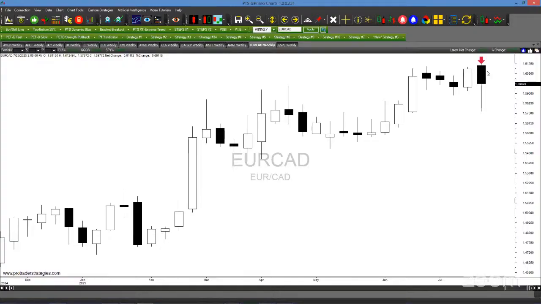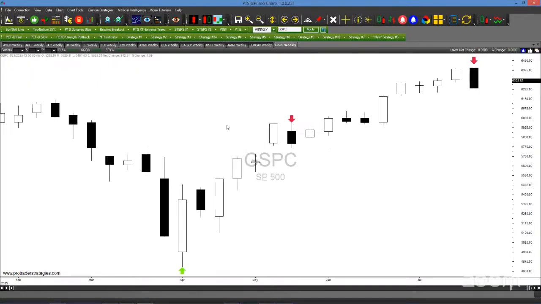We're not giving any instructions or giving any trade recommendations. It's entirely up to you, your choice. But this indicator, the PTR, has deemed that all the requirements are met, that a trend reversal is most likely taking place in the euro Canadian dollar. And not only there, but if you look at the GSPC, the weekly chart, that's the S&P 500.